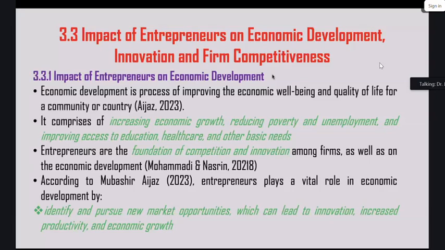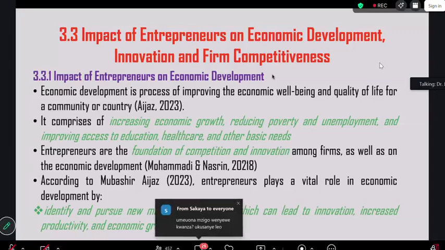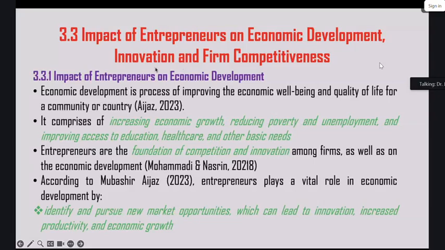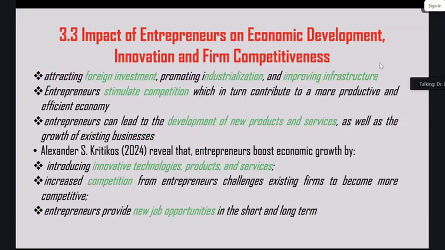One, by identifying and pursuing new market opportunities, which can lead to innovations, increased productivity and economic growth. And we know that one of the main players in identifying opportunities are these entrepreneurs. Through their work and innovative activities, they are much more engaged in identifying as well as exploiting those market opportunities, which always leads to innovations, increased productivity, as well as economic growth.